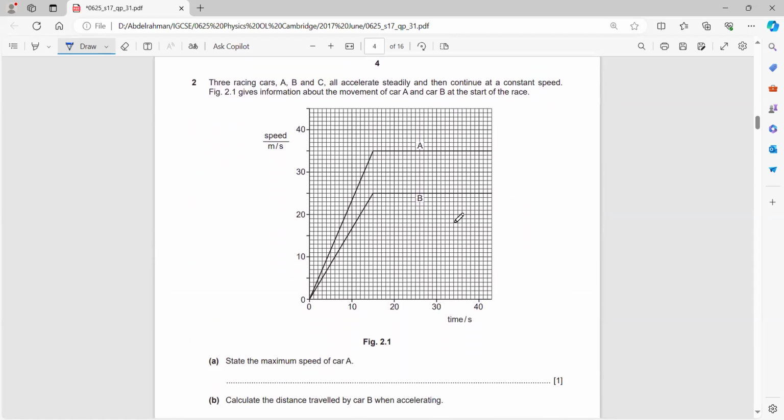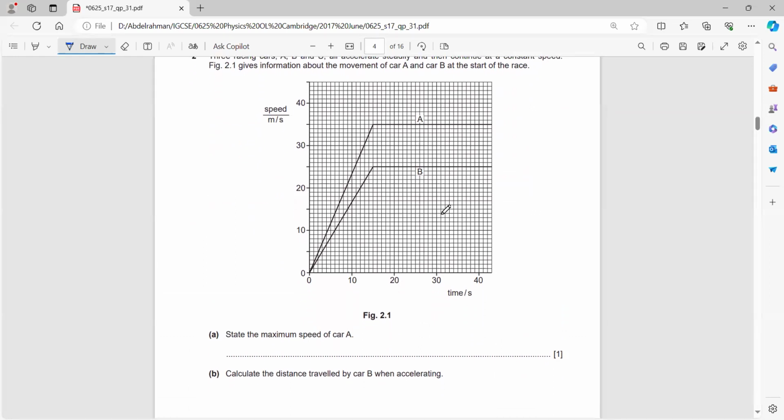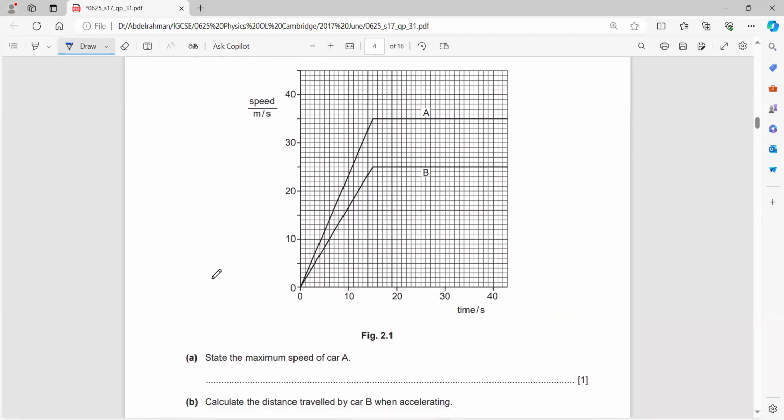I have 3 racing cars, A, B, and C. A and B are drawn. State the maximum speed of A. What is the maximum speed of A? It's quite easy. Maximum speed of A is... Come on, guys. What's the maximum speed of A? I know you know it. Yes, 35 meters per second. Okay.